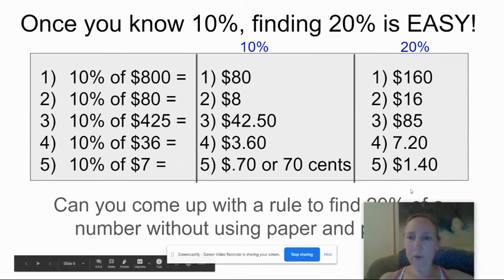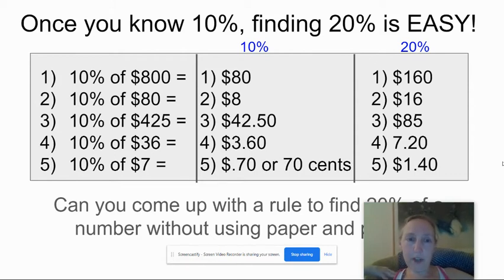So now I want you to see if you can come up with a rule for finding 20%. So I've made you a column of 10%, and I want you to look at column 1, this column with 10% in it, and then I want you to look at the column with 20% in it. And I want to see if you can come up with a way that these numbers are related. How is 160 related to 80? How is 16 related to 8? So go ahead and look at these two columns and see if you can find a relationship between 20% and 10%.